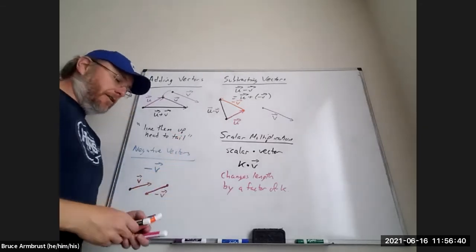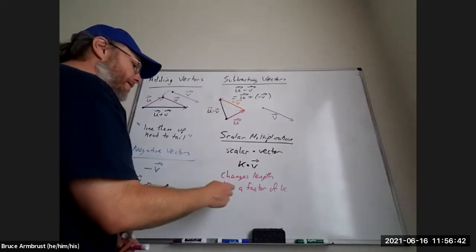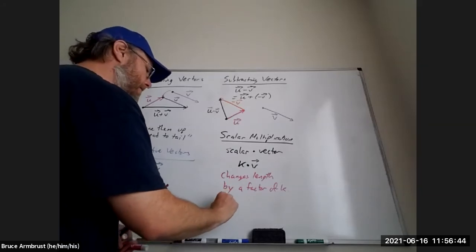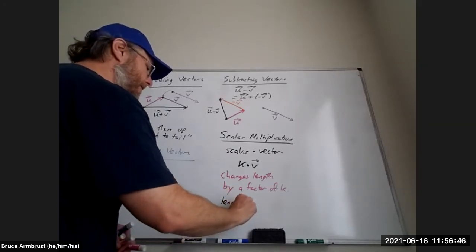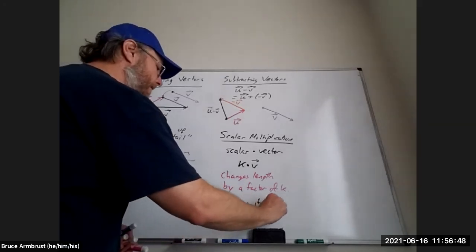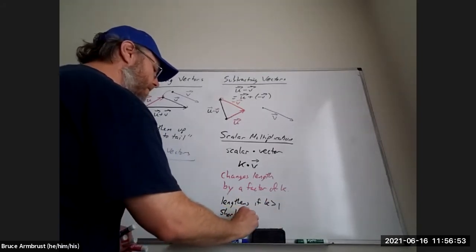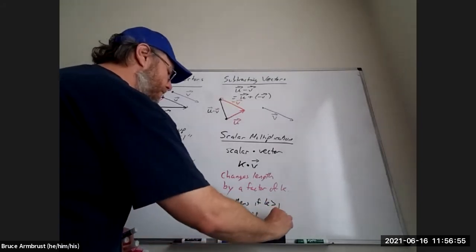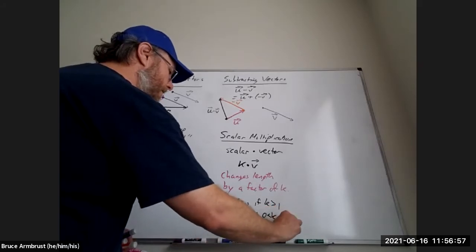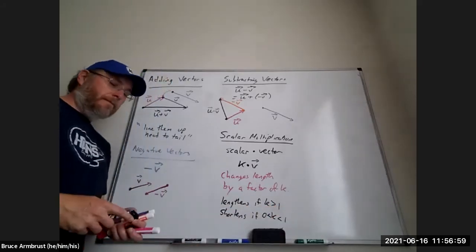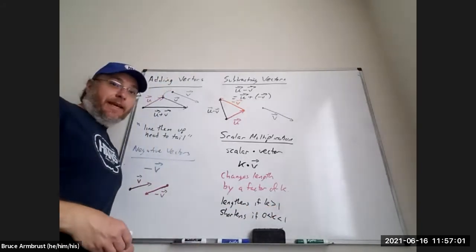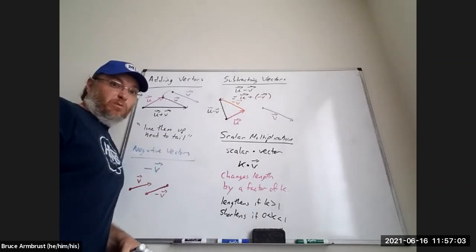It makes it longer if k is greater than 1. So I'm going to put here it lengthens if k is greater than 1, and it shortens if k is between 0 and 1. So this is how you can actually make a vector and change its length. Just multiply by a number.